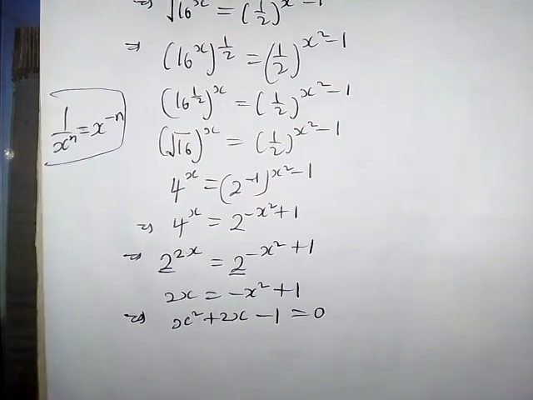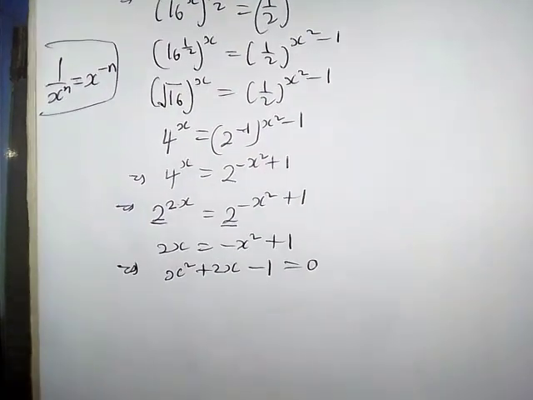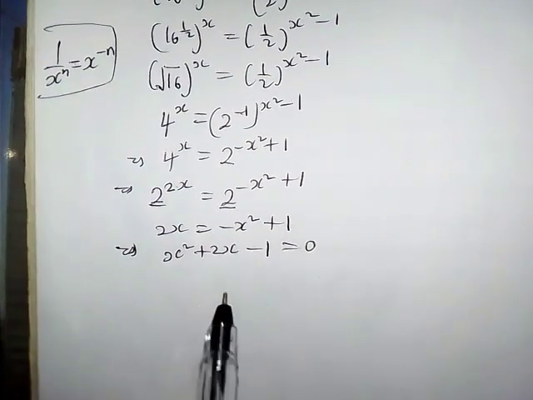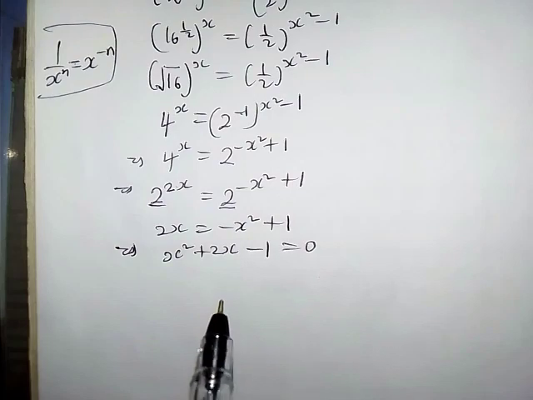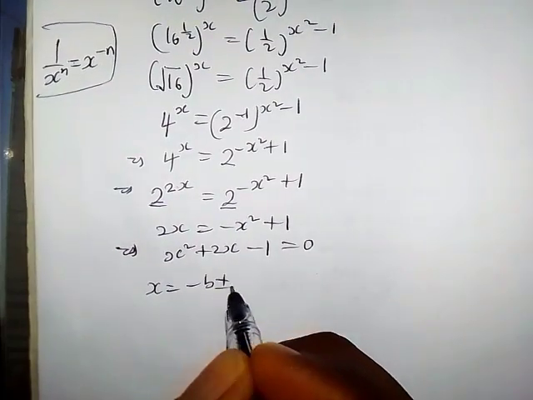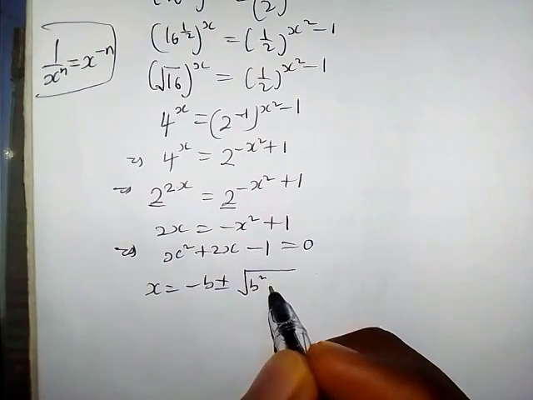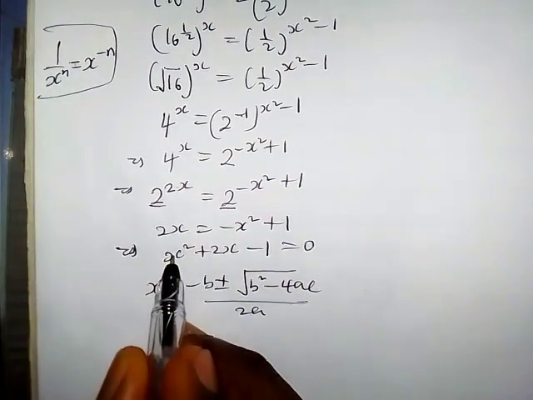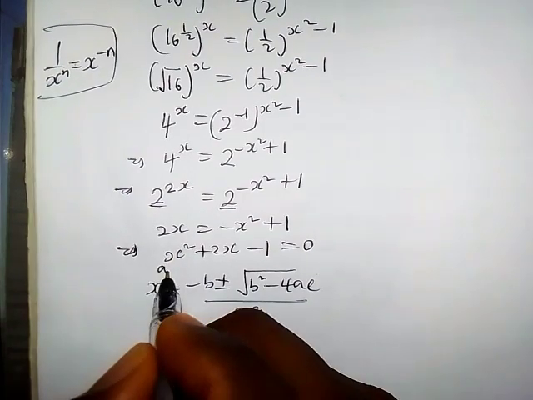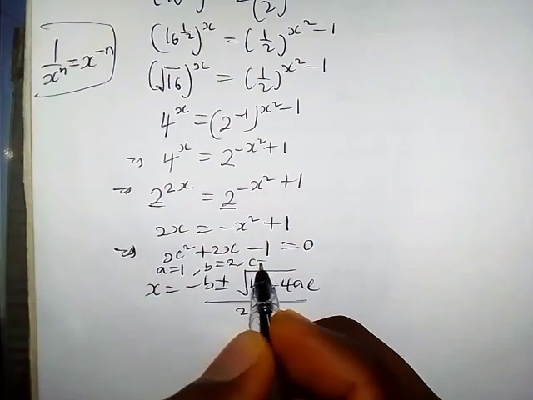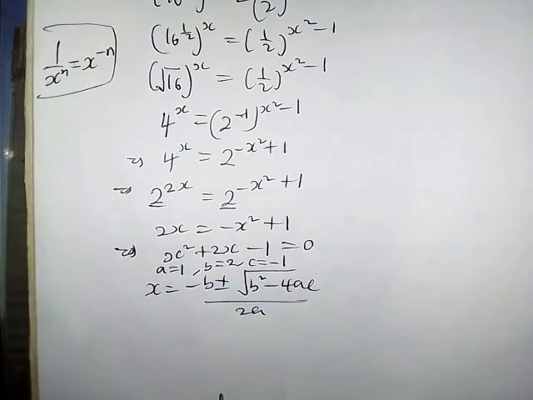So this is a quadratic equation. We can solve it using the factorization method or the quadratic formula. But this is not easily factorizable, so we are going to apply the quadratic formula. We have x equals minus b plus or minus the square root of b squared minus 4ac, over 2a. The coefficient of x squared here is 1, so a is 1, b is 2 and c is minus 1.